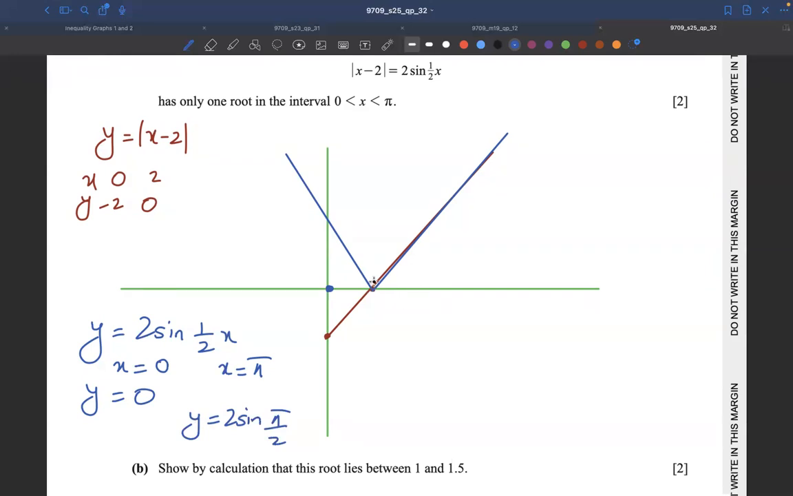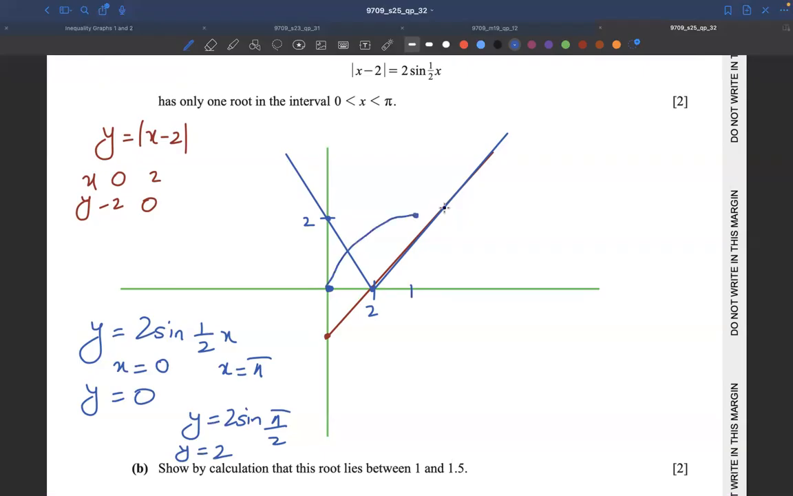So this point was 2, and pi means 3.142. So let's say if this is 2 over here, 3 is over here, and this value is 2 over here, and what we are getting is 2 over here as well. So the graph for 2 sine half x would be like this.